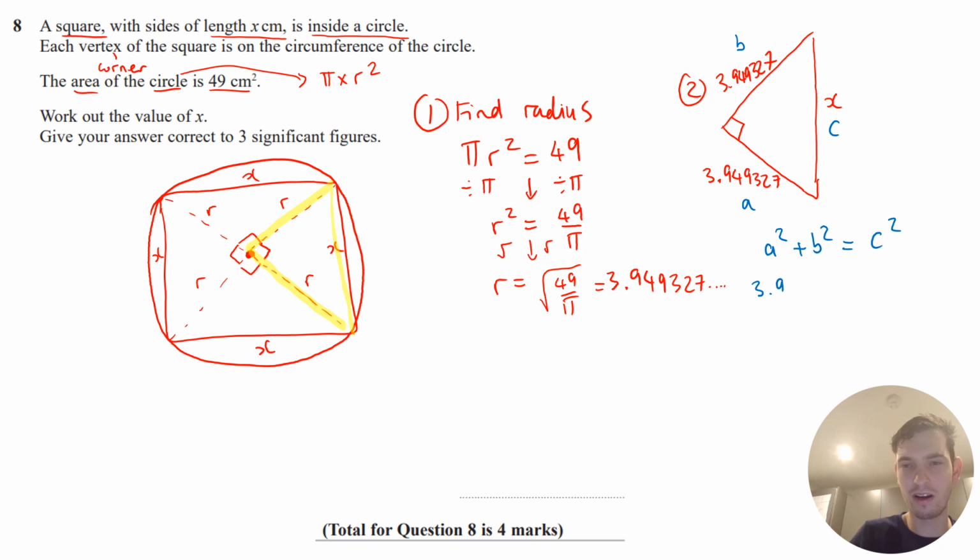So 3.9437 squared, running out of space, plus x squared. Now, actually, if you square both of those numbers, you should actually get 49 over pi. In my calculator, it's given me 15.59718.